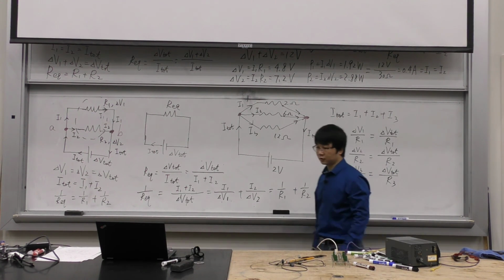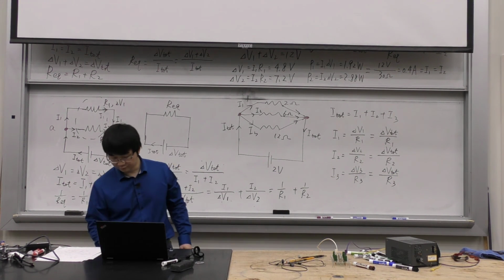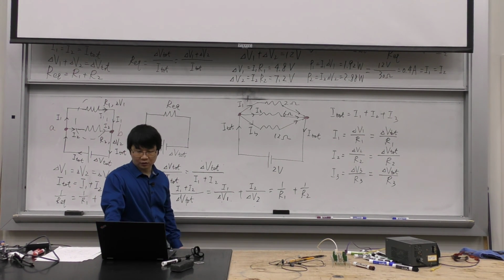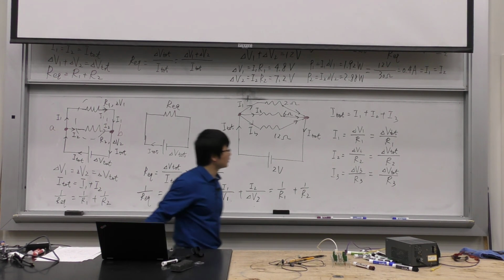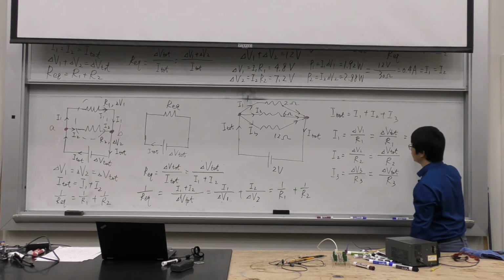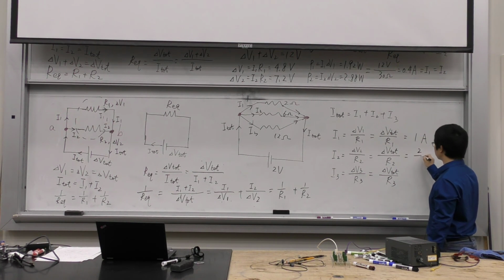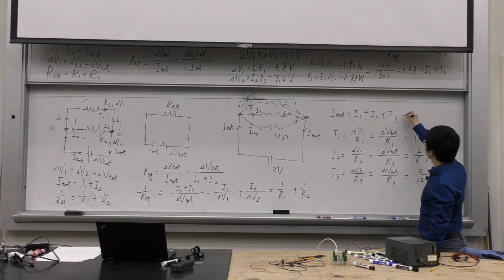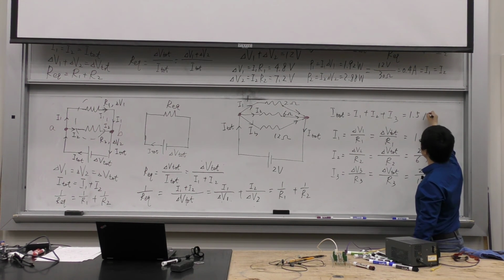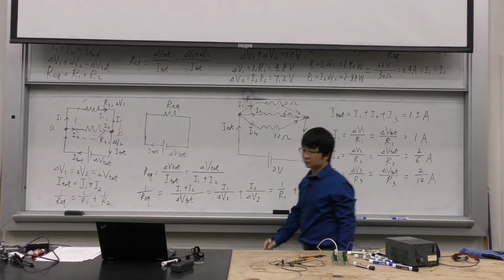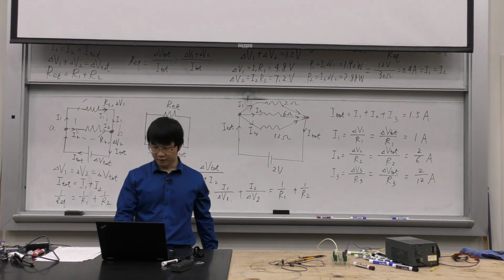All right, so now you can pause the video and find these currents. So this is going to be 2 over 2, 1 amp. This is going to be 2 over 6. This is going to be 2 over 12. You add them together, you get 1.5 amps. That's the total current through the battery.